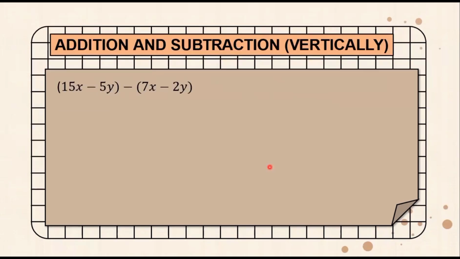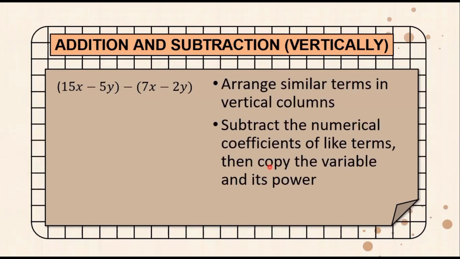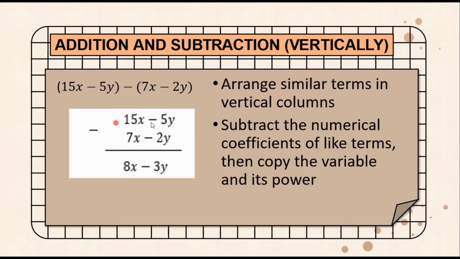We proceed with a subtraction. So still, arrange similar terms in vertical columns. So x together, y's together. So we have 15x minus 7x. Magkatapat po sila. And then, negative 5y, ayan po, minus negative 2y. And then, subtract the numerical coefficients of like terms. And then you have to copy now the variable and its power.